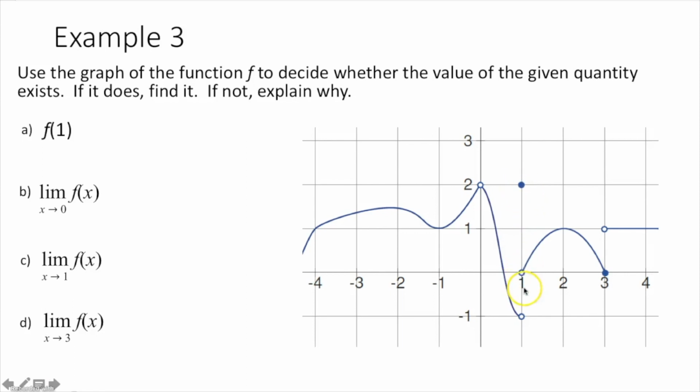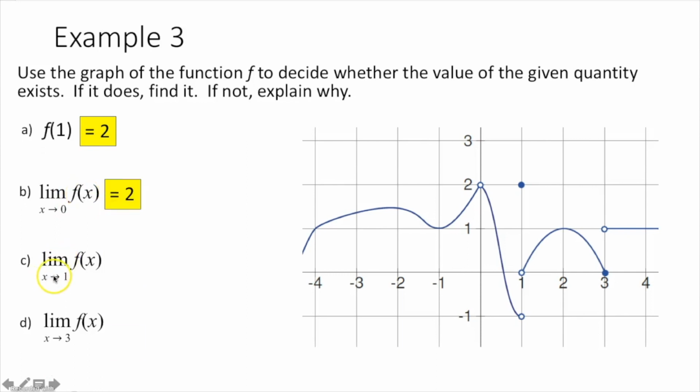This is open, so it doesn't exist. This is open, so it doesn't exist. Here is where our y value exists. So we would have 1, 2 would be our point. So f of 1 is equal to 2. The limit as x approaches 0 of f of x. So let's look. As x approaches 0 from the left, we are approaching a y value of 2. As x approaches 0 from the right, we are also approaching a y value of 2. Therefore, the limit as x approaches 0 of f of x is equal to 2.